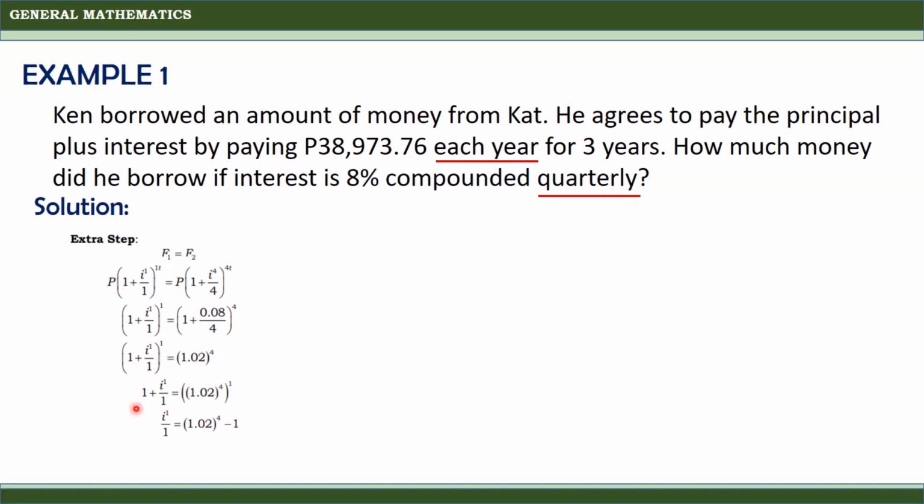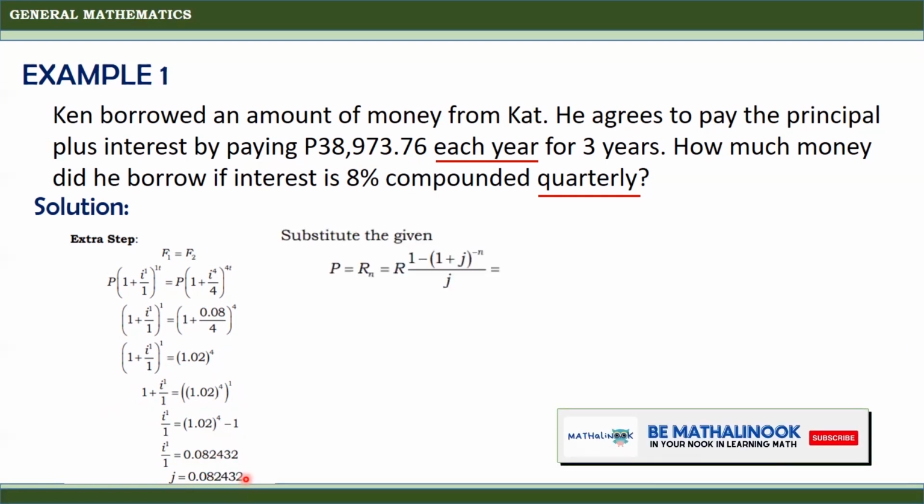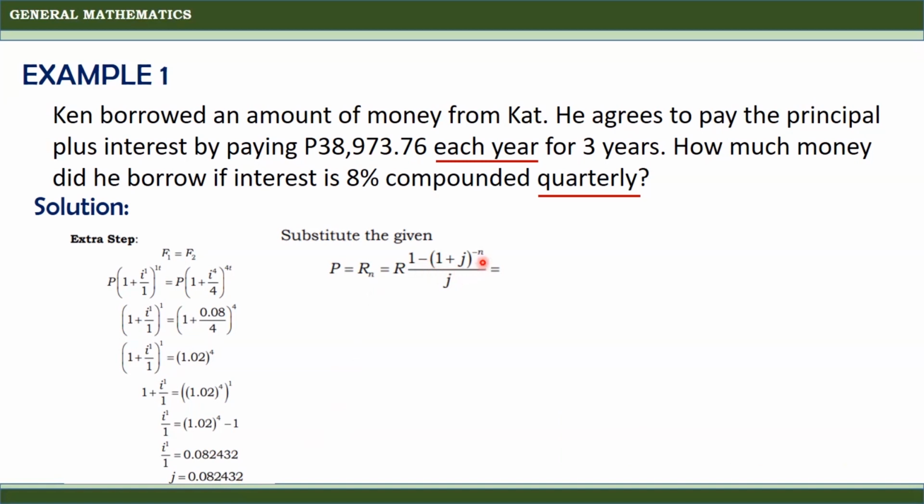Then subtract 1 on both sides of the equation. We will have 1.02 raised to 4 minus 1 on the right side. Simplifying the right side of the equation, we will have 0.082432. This value will now be used as the value of j. This time, we can now use the formula in finding the present value of the problem, and that is R times 1 minus (1 + j) raised to negative n, all over j.